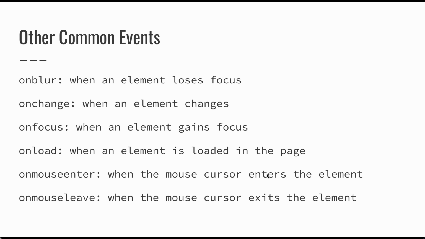Some other common events that you can create a simple handler for: onblur, which is when you move out of an element. For example, you click on a text box, but then you click on another text box. We call that a blur event. Onchange, when an element changes, so if you change some of the values there. Onfocus, when an element gets focus, like if you click into a text area or a text box. Onload, which is when an element is loaded on the page. You can also handle different mouse events, like when your mouse cursor moves into an element, or when your mouse cursor leaves that element. Those are also different events that you can handle.